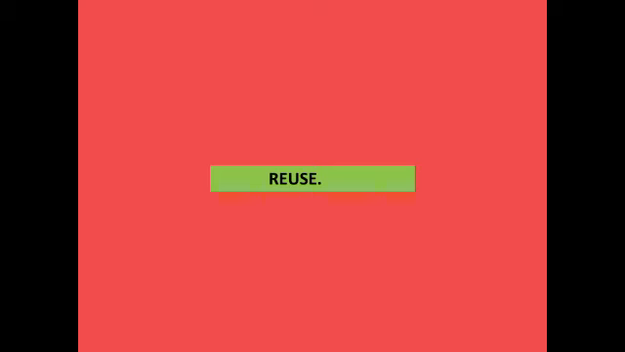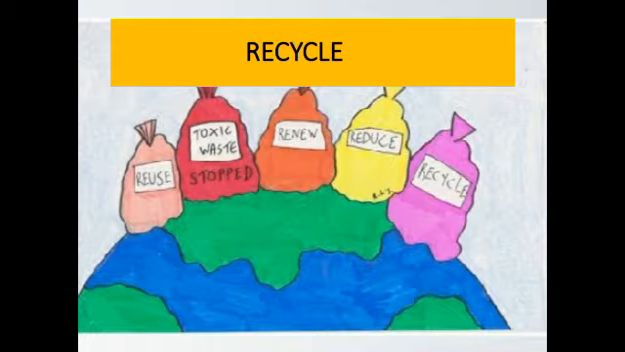The next point is reuse. This is a very simple but effective way to conserve resources. Every resource has not only alternative uses but can be used multiple times. For example, the water that was used for bathing can be used for gardening, and waste paper can be converted into packaging material.